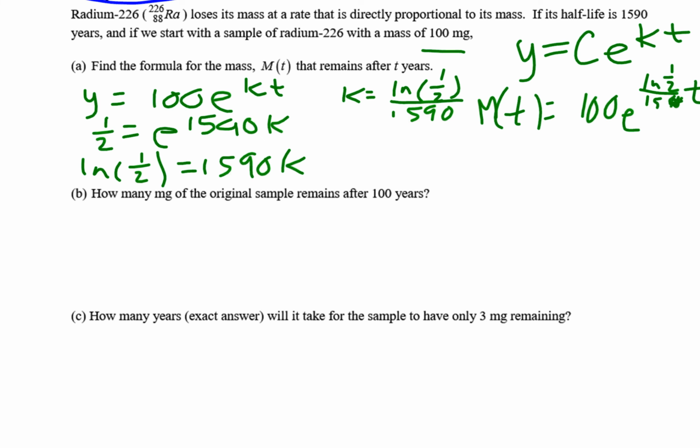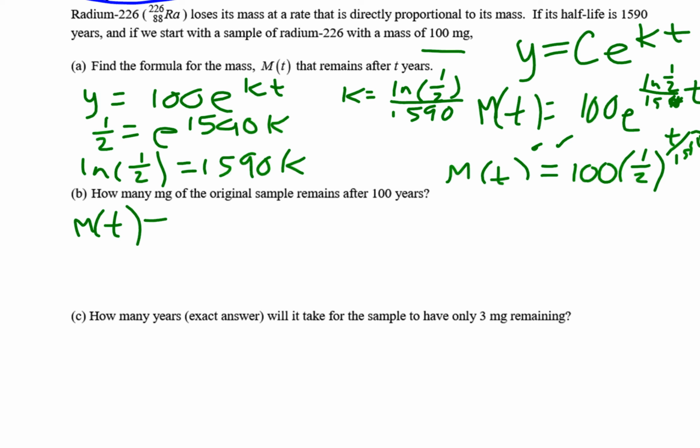Or, if you remember from pre-calc, using properties of logs and exponential equations, we can change this to 1/2 to the t over 1590. So now we're going to use this equation, m of t. I'm going to write it a little clearer here. We started with 100, and it has a half-life every 1590 years. How much of the original sample remains after 100 years?